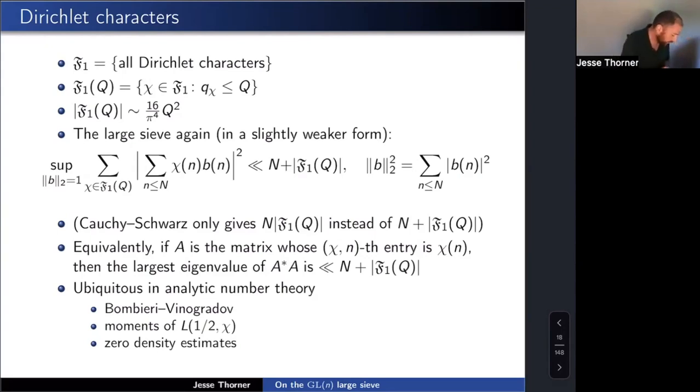The large sieve inequality will help us to get optimal bounds on moments of Dirichlet L-functions at the central point 1/2, all the way up to the 8th moment. And we also see the large sieve inequality making an appearance when we establish zero density estimates, trying to understand how infrequently Dirichlet L-functions violate the generalized Riemann hypothesis.